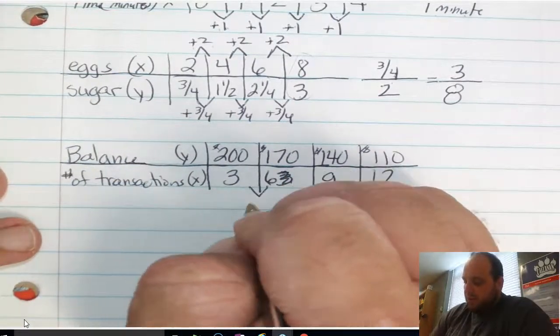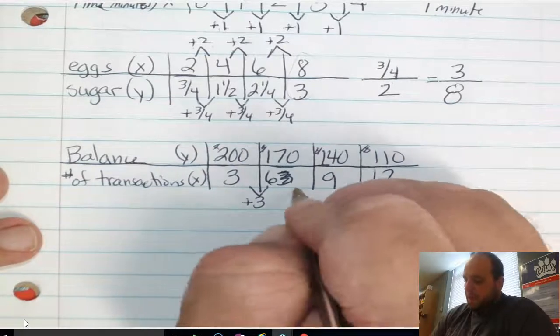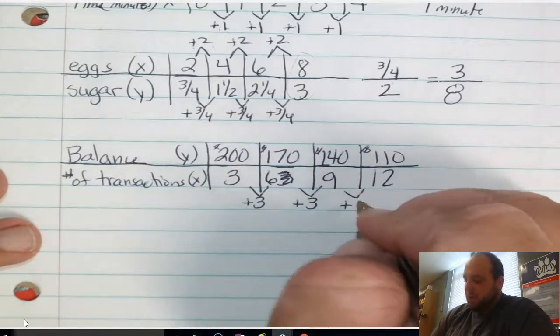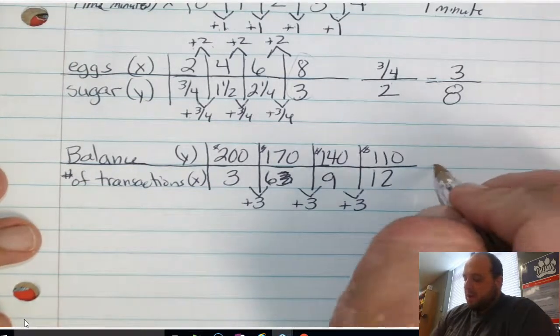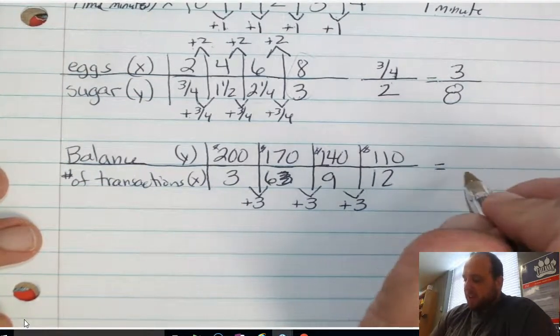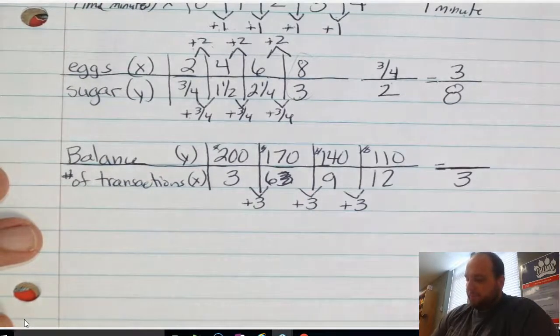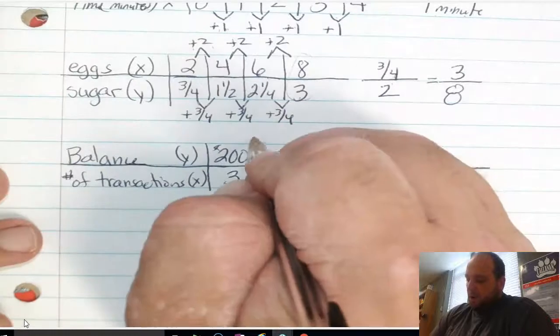I notice from here to here it was positive 3. From 6 to 9, it was a positive 3. And from 9 to 12, it was a positive 3. So I noticed that my change in x each time was 3. So I'm going to go ahead and write that over 3. Up here, I'm going to look for what was my constant rate of change.